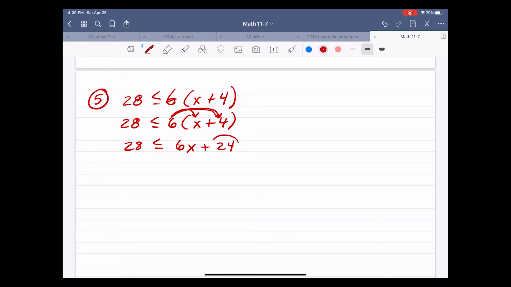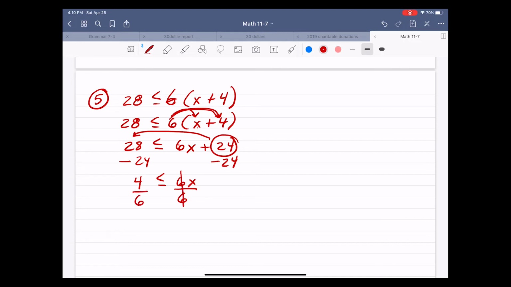Now I want to move this 24 over here because it's not associated with a variable. I'm going to subtract 24 from the right. I'm going to subtract 24 from the left. And I have 4 is less than or equal to 6x. Now I want to divide by 6 to isolate the variable x and get it by itself.